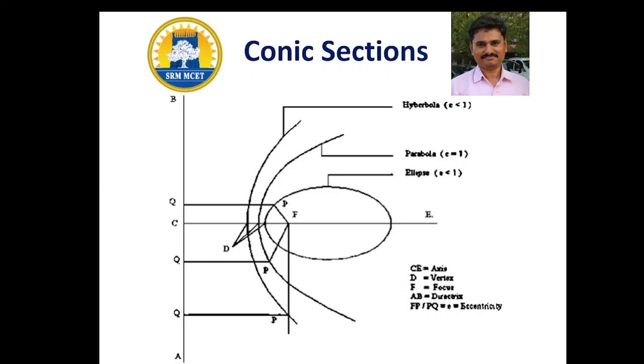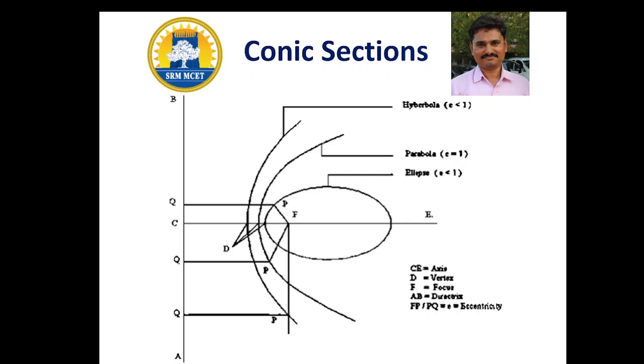What is a hyperbola? A hyperbola is defined as the locus of a point moving in a plane in such a way that the difference between its distances from two fixed points called foci is always a constant.